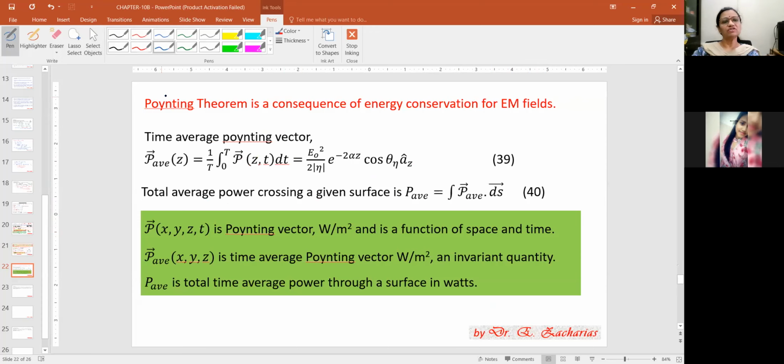Now, what is the origin of Poynting theorem? Poynting theorem originates from the concept of conservation of energy, and in this case, conservation of electromagnetic energy.